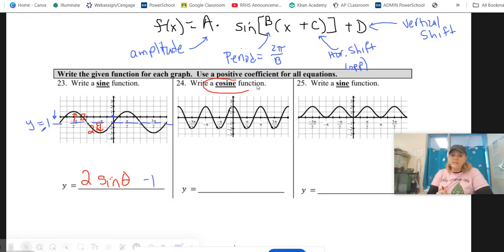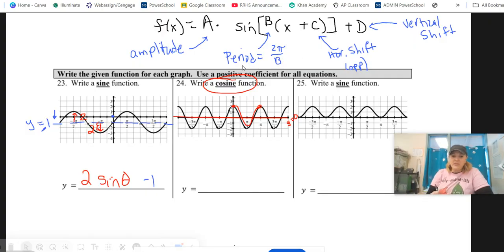24, write the cosine. So each time, really be careful because it would be easy to make a mistake here. So the cosine starts at 2 instead of the traditional 1. And it goes down, up. So we need to find that midline. It doesn't look like it's changed. It doesn't look like there's any shift at all. So y still equals 0 for our midline, which means the d term is just a 0. We don't even need it.